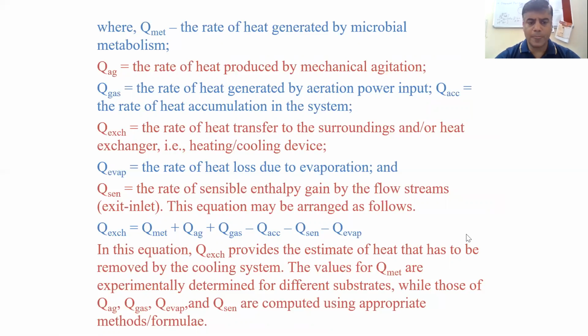So Q exchanger equals Q met plus Q ag plus Q gas minus Q x minus Q evap minus Q sen. In this equation, Q exchanger provides the estimate of heat that has to be removed by the system.